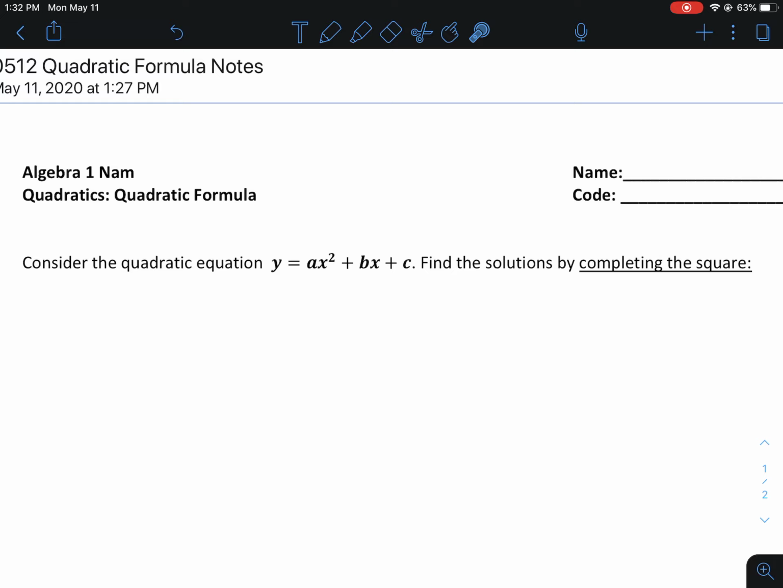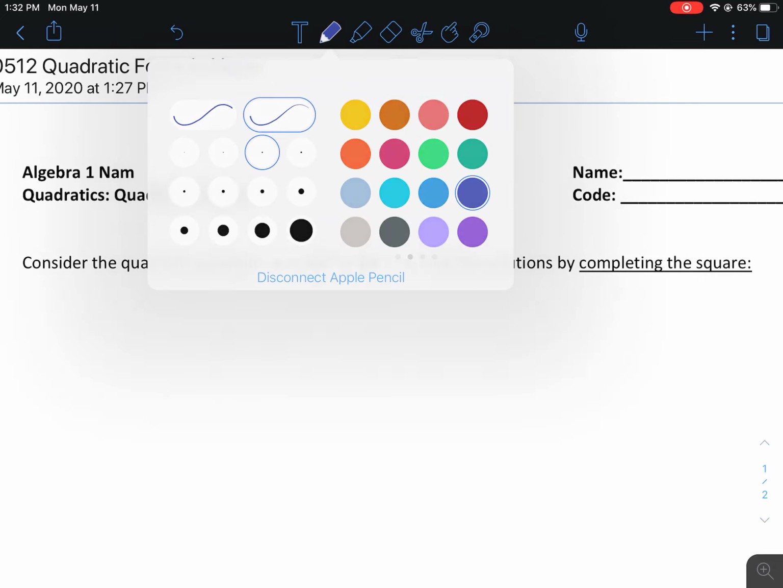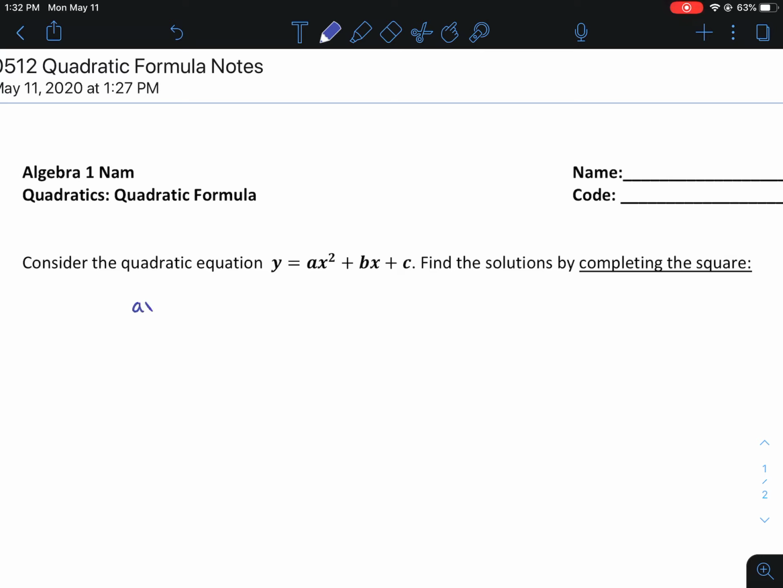And so we're going to get the quadratic formula by first looking at this quadratic in standard form, ax squared plus bx plus c. And we're going to find the solutions by completing the square. Okay, so just a quick recap. When we're looking for solutions, that means that we are really solving for the zeros, right? And so I'm going to take ax squared plus bx plus c. We're going to set it equal to 0.